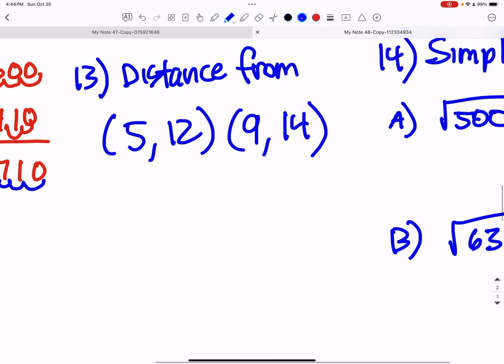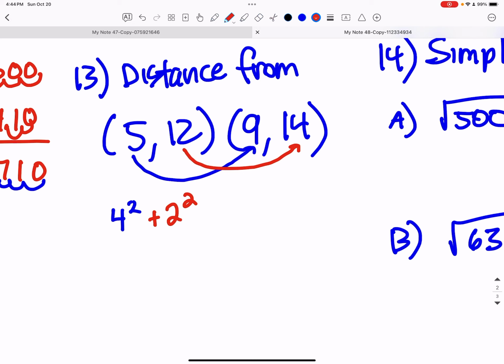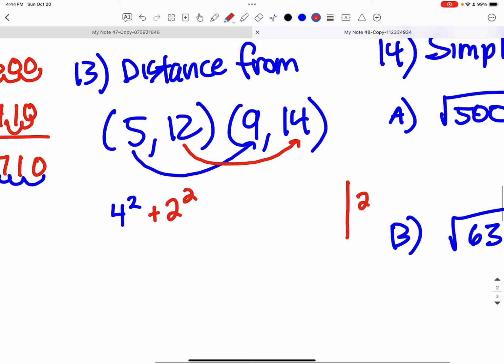What's the distance from these? Let's see, 5 to 9. If this guy's on day 5 and this guy's on day 9, they're 4 days apart. So there's my a squared. If this guy's got $12 and he's got $14, they're $2 apart. So if I was going to draw a triangle of how far they are apart up and down, it'd be 2. How far they were apart sideways is 4. So you're just making a triangle.